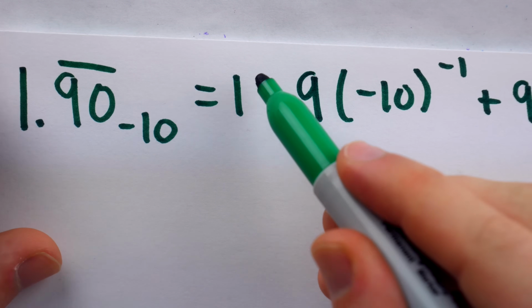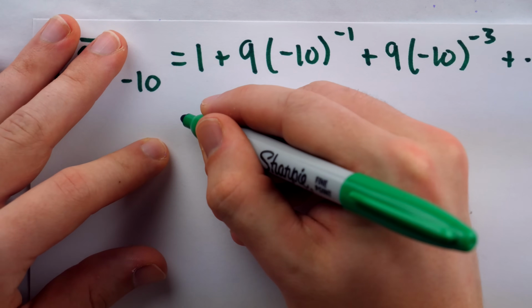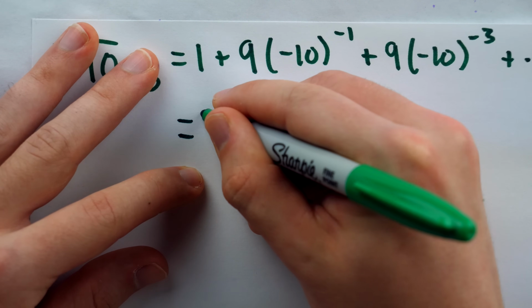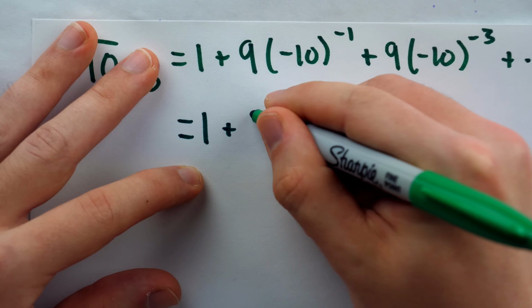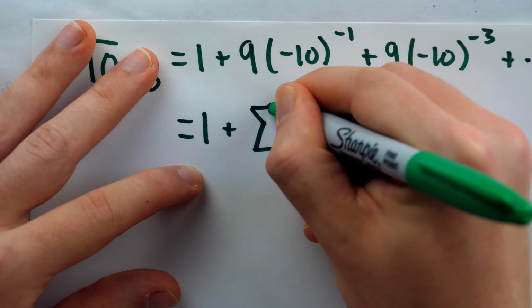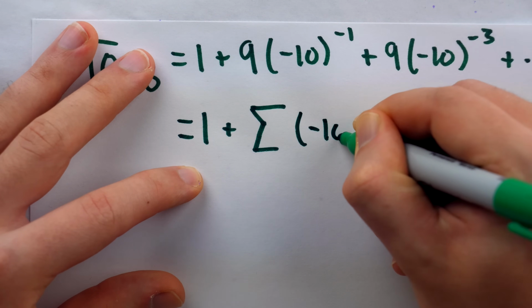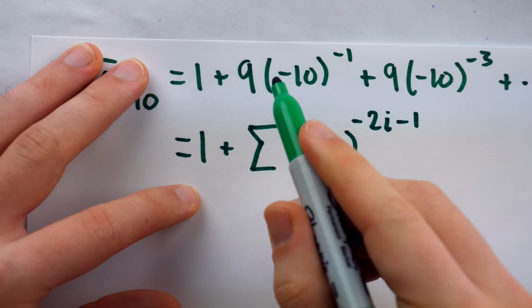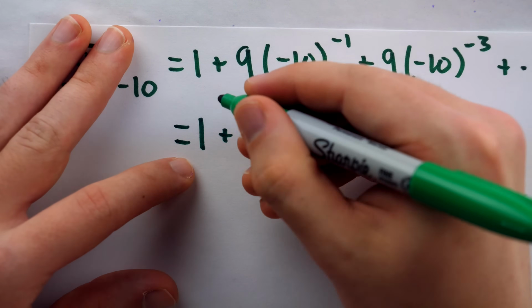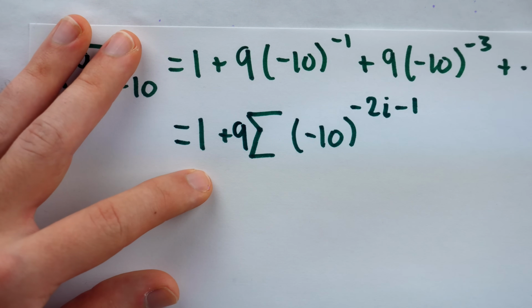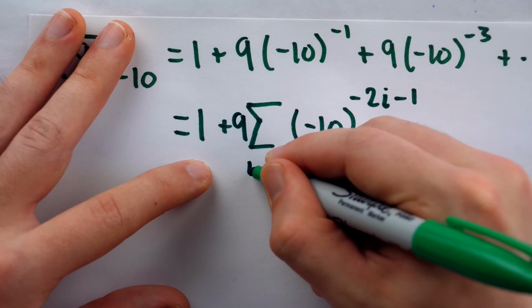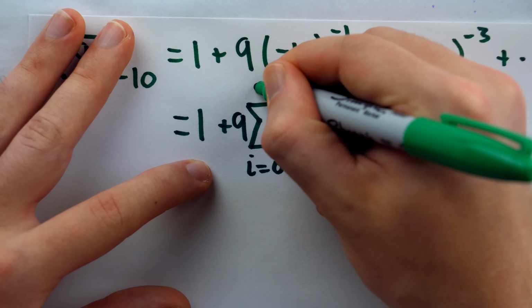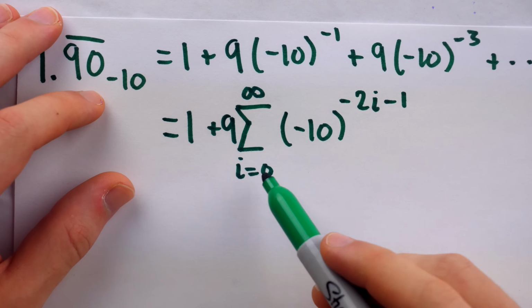Of course, we also have that plus 1 at the beginning. We can quickly write this out in sigma notation, leaving the 1 outside the sigma, but in the sigma, we would have the sum of negative 10 to the power of negative 2i minus 1. Let's say that, as before, we bring that factor of 9 outside of the sigma. And again, I will go from 0 up to infinity. It's worth checking that this is correct.